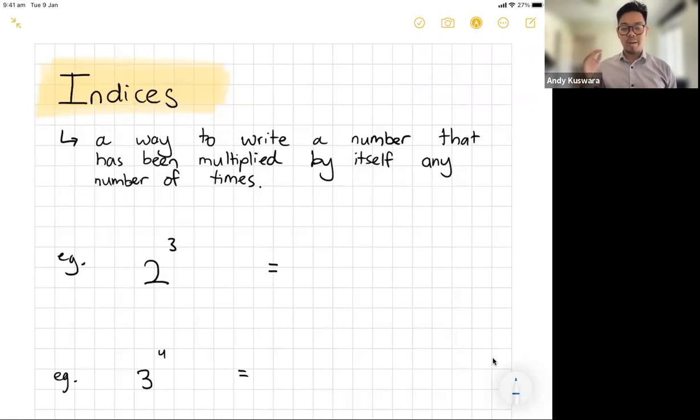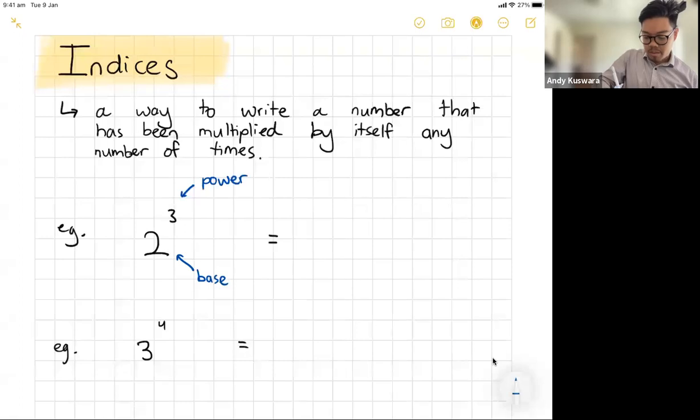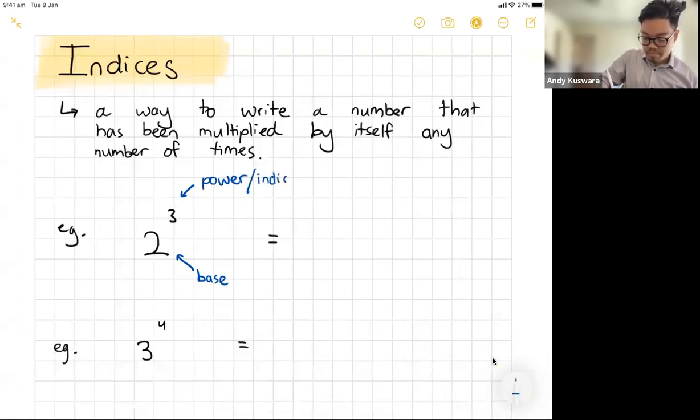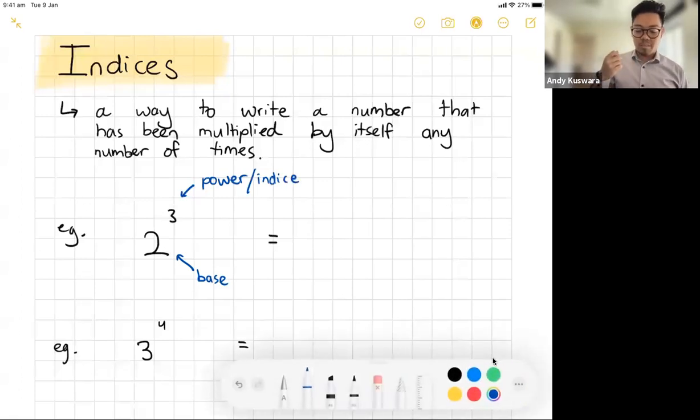Okay, now please wrap your head around this. It's not 2 times 3. Think of that as your base. That bottom number is your base, right? And then the little number on top, that's what we call the power, or some people call that the indice. They mean the same thing. And so what it means is my base gets multiplied by itself 3 times.